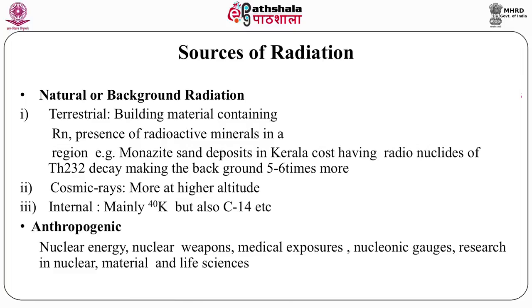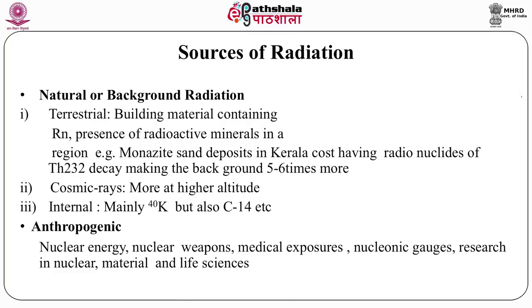Then what is the other form of natural background radiation? Cosmic rays. They are more at higher altitude, and they are extraterrestrial. Third is internal. Where is that radiation internally? It is in our bones and various body tissues, mainly potassium-40, which is a radioactive isotope of potassium. Similarly, carbon-14. So these are two radioactive isotopes of normal carbon and normal potassium, and they are in our body.